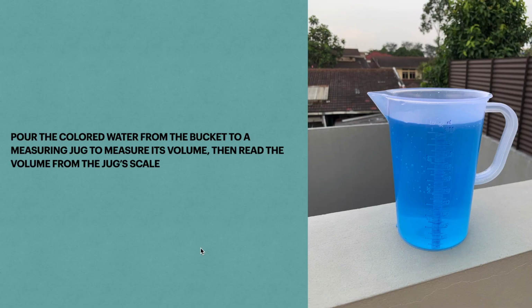Now pour the colored water from the container bucket to a measuring jug. Be careful not to spill the water. Take a picture of the jug and read the volume of the water from the jug's scale. Another option is to weigh the water and the jug and then later convert it to volume using density. However, this is not done in this experiment.